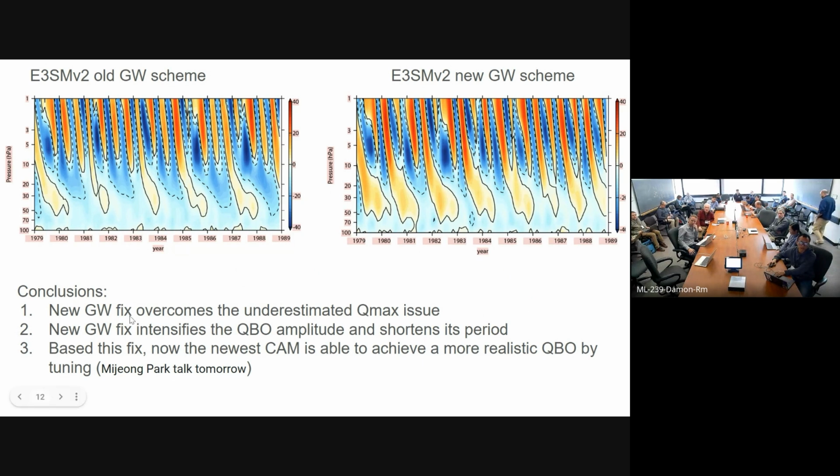The conclusion here is that this new fix overcomes the underestimated maximum heating rate issue. This fix intensifies the QBO amplitude and shortens its period. And based on this fix, the newest CAM is now able to achieve a more realistic QBO by tuning.